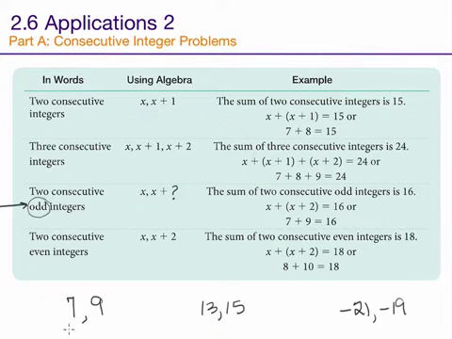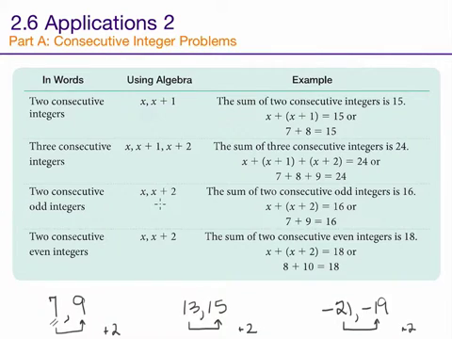What do I have to do to the first one to get up to the next one? I have to add 2. To get from 13 to 15, I have to go up 2. And negative 19 is 2 more than negative 21. Whatever my first odd integer is, the next odd integer is 2 more than the first one.